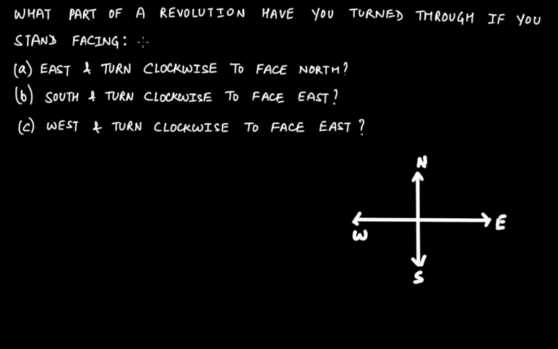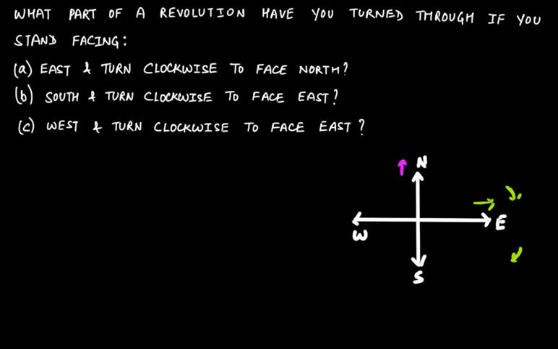What part of a revolution have you turned through if you stand facing east and turn clockwise to face north? You are standing in this direction, facing towards east, and you are now turning in a clockwise direction. You started from east and turned clockwise to face north. Now you're facing in this direction. It's asking what part, or what fraction, of a revolution have you turned through.